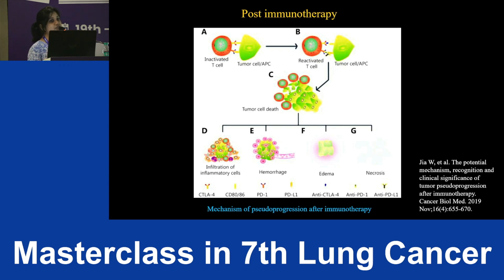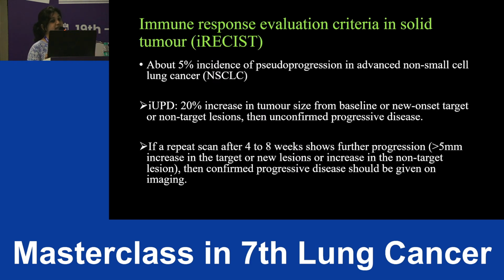So the incidence of pseudoprogression is only 5% maximum with non-small cell lung cancer, which means the majority of the progression that you see is going to be a true progression, and only 5% incidence will be of pseudoprogression. But we don't want this 5% of the patients to lose the benefit of immunotherapy, and that's why the immune response evaluation criteria in solid tumors was devised.